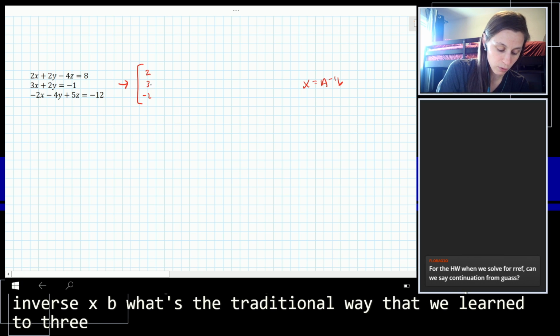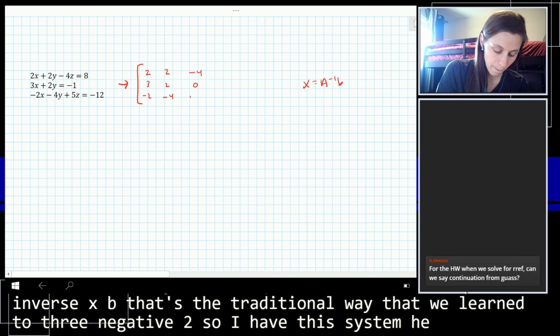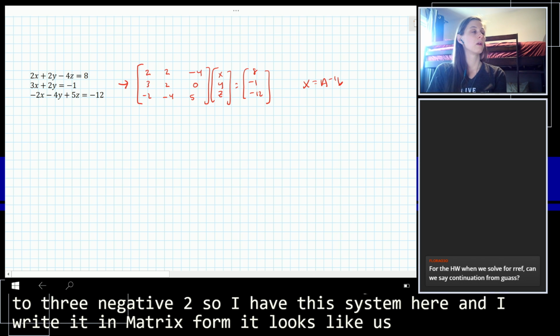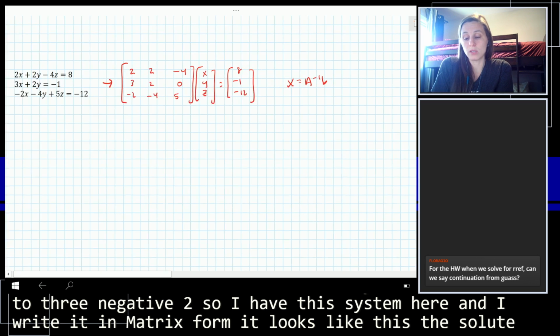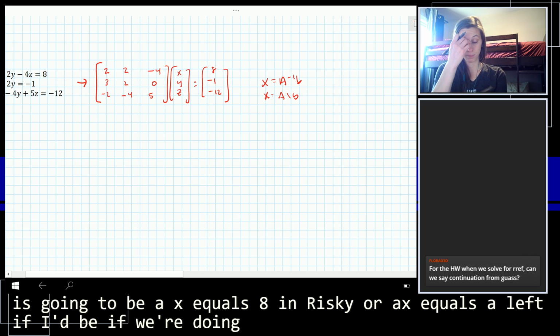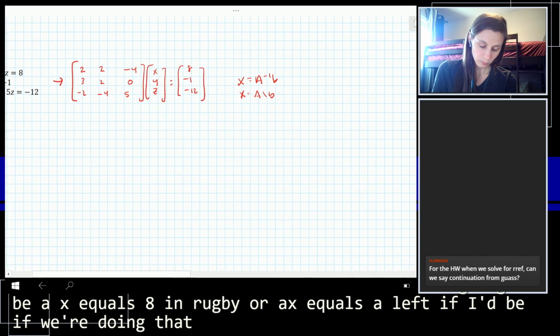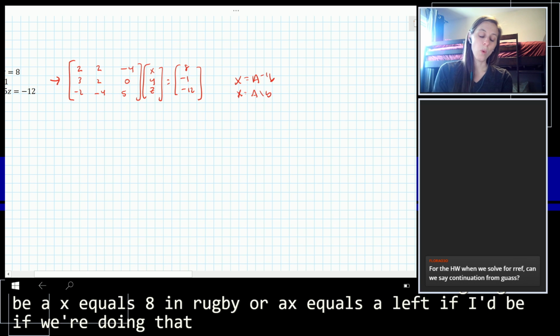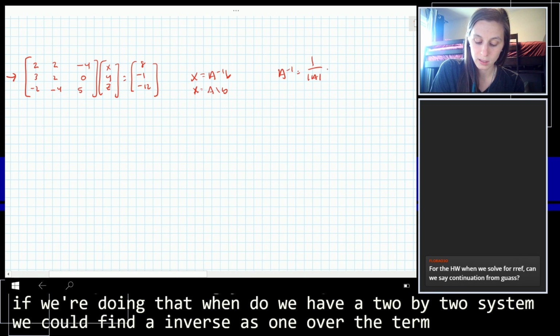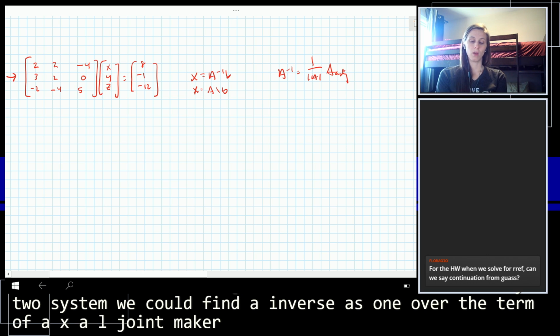2, 3, negative 2. So if I have this system here, and I write it in matrix form, it looks like this. The solution is going to be AX equals A inverse B, or X equals A left divide B if we're doing MATLAB. When we had a 2x2 system, we could find A inverse as 1 over the determinant of A, times A adjoint matrix. We could do this directly.